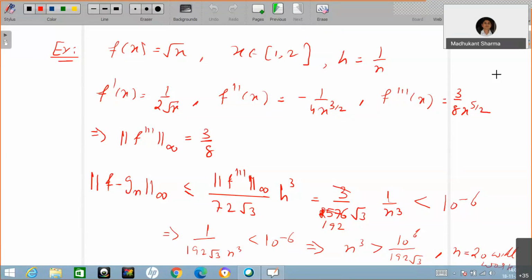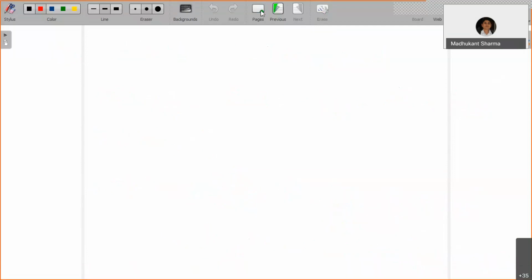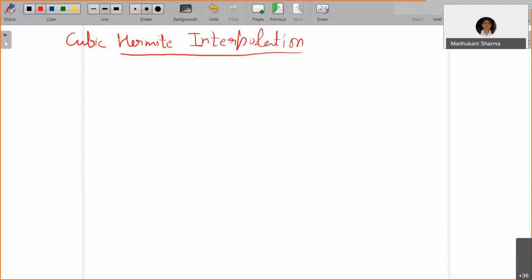So before going there, I first wish to define cubic Hermite interpolation. So I'm going to define cubic Hermite interpolation. Okay, so it uses the idea of Newton's divided differences only.